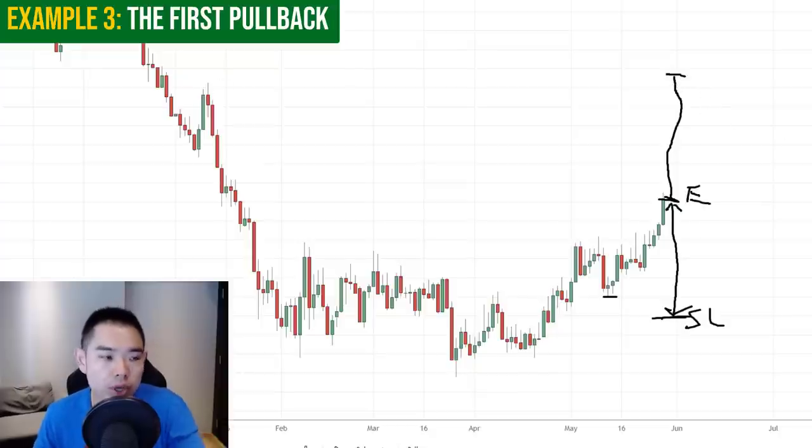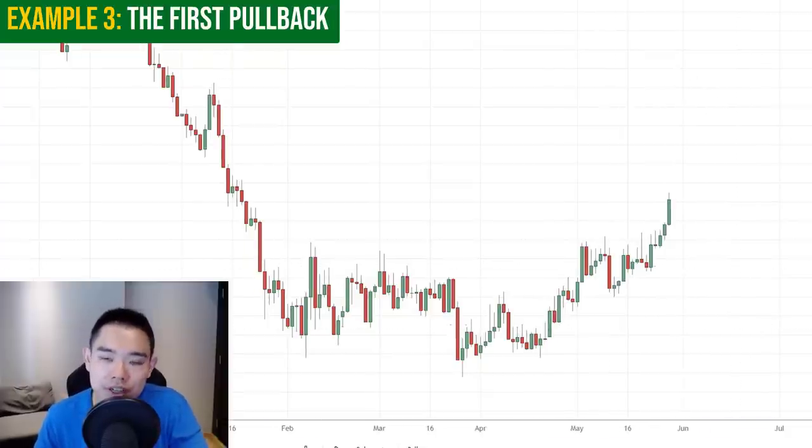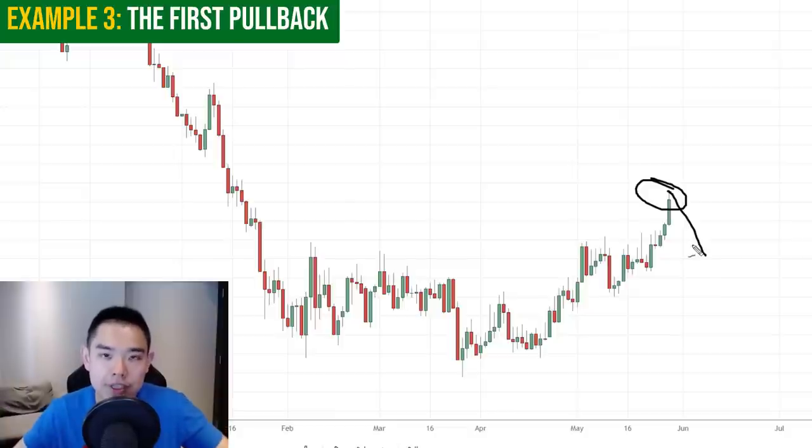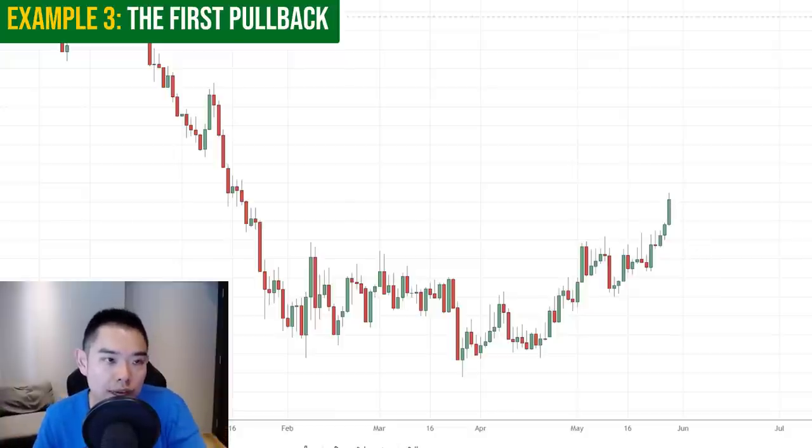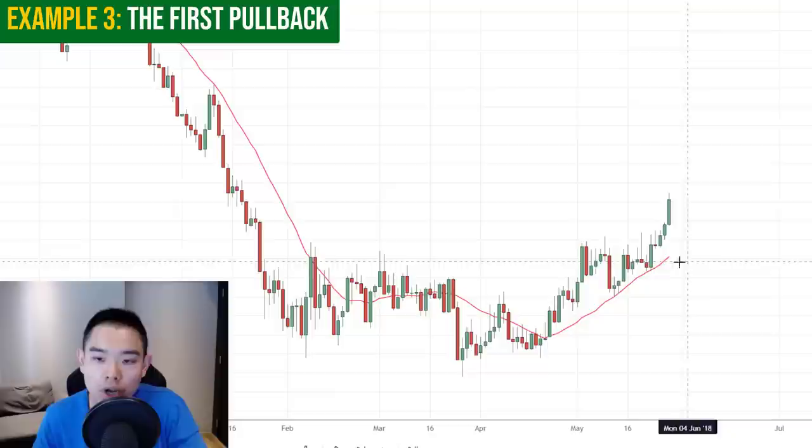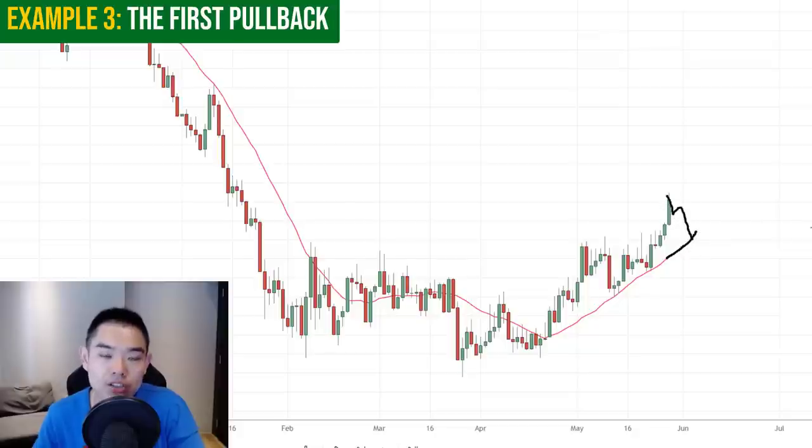So what you can do instead is what I call the first pullback. Why is it called the first pullback? Because over here is the breakout point. And if it does make a pullback, this is the first pullback after the breakout. So in this case, I like to overlay the 20 period moving average. What is the 20 period moving average for? Simple. This is for the moving average to slowly catch up higher and for the price to come and retest the 20 MA, to touch the 20 MA.